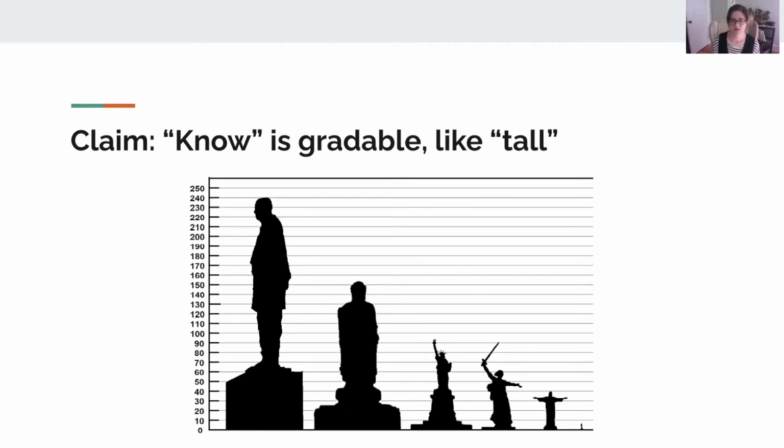So the 6 foot tall basketball player is tall relative to a context of how tall people are in general, but the 6 foot basketball player is not tall relative to the Statue of Liberty, right? So context changes what things tall applies to properly. What is a felicitous use of the word tall? And that's supposed to be the same thing as for the word know. So this is where Stanley comes in.